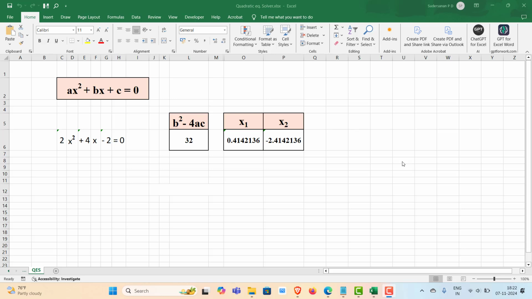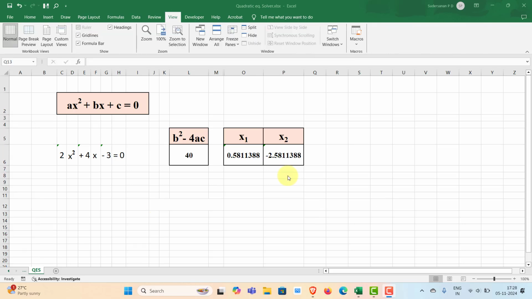Hi everyone. In this video, I'll explain how to solve a quadratic equation using Excel. The standard form of the quadratic equation is ax² + bx + c = 0. We have a standard solution for this. The roots of this equation are given by (−b ± √(b² − 4ac)) / 2a. So based on the value of b² − 4ac, you have to decide whether the roots are real, equal or imaginary.